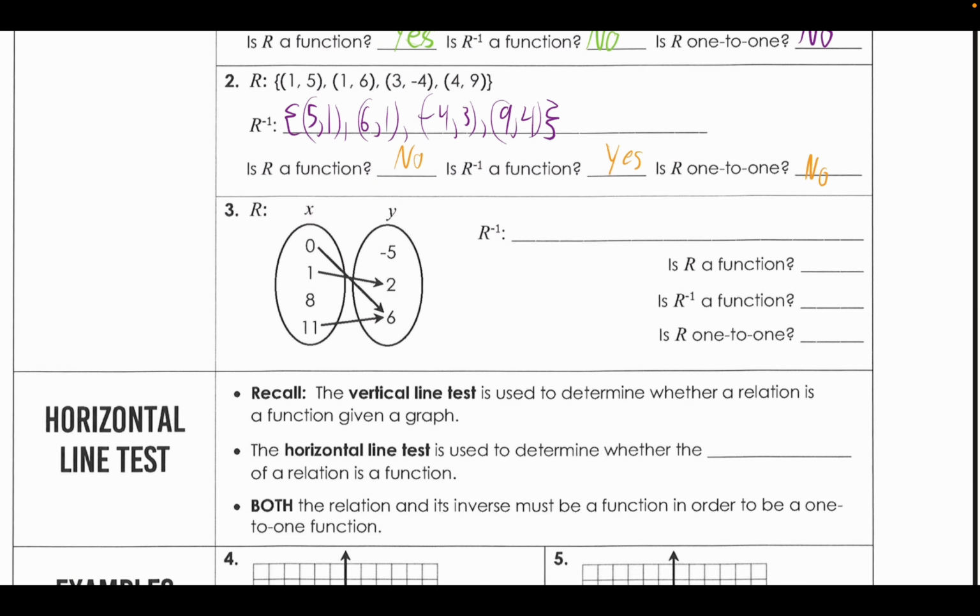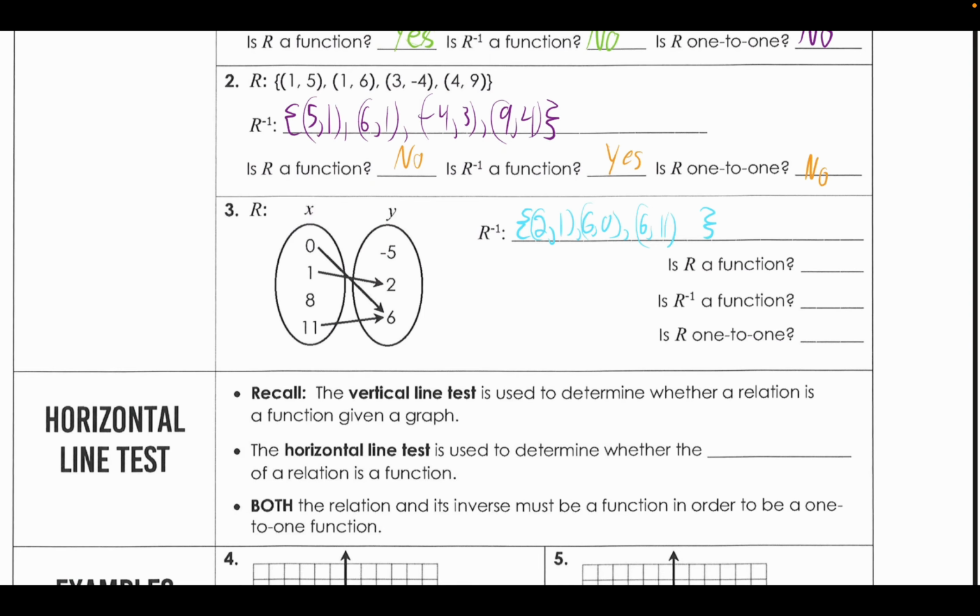Number 3 here, we have a mapping diagram being shown. So to find the inverse relation here, I'm just going to do ordered pairs since it gives me a line here to list. And so it's going to go from y value to x value, with the y value of -5 just being there just because, I suppose, never actually used. And so we reverse the arrow. So it goes 2 to 1, 6 to 0, and 6 to 11.